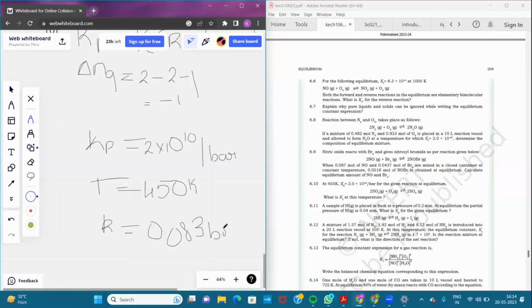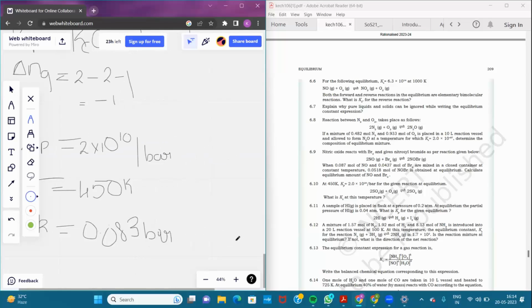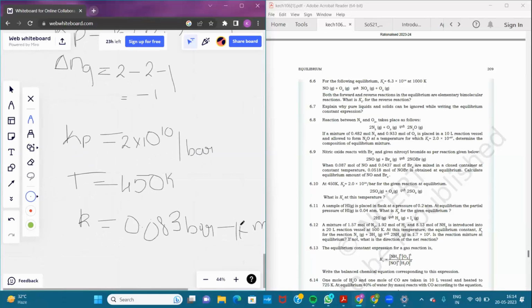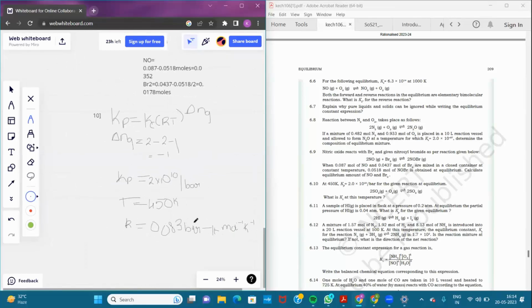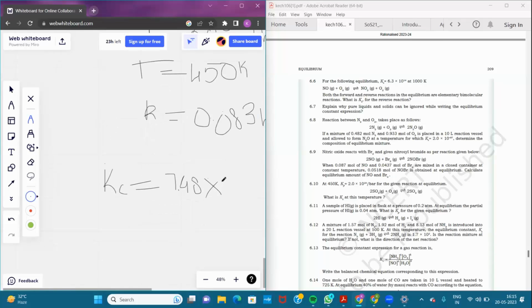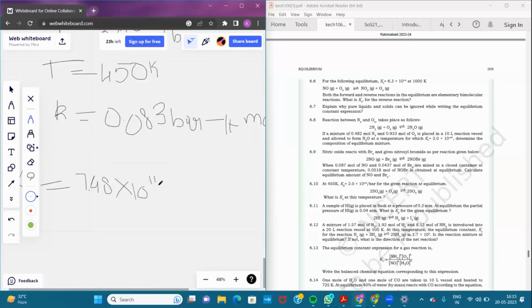Bar liter mole inverse Kelvin inverse. So substituting these values, we'll get Kc as 1.48 times 10 power 11 molar inverse.